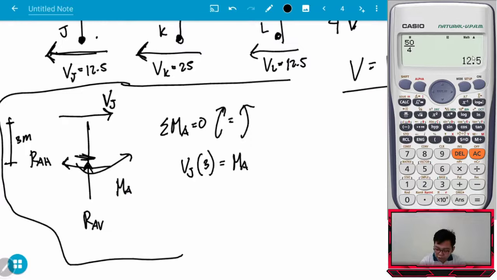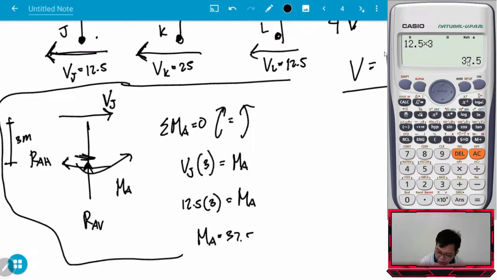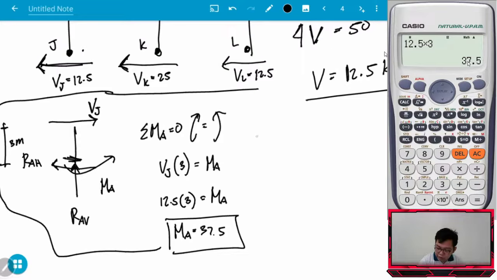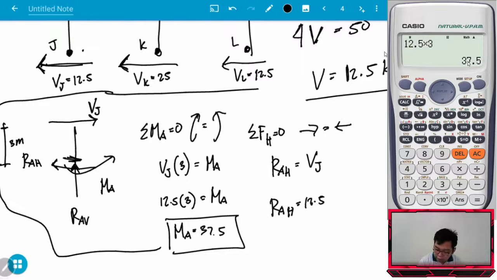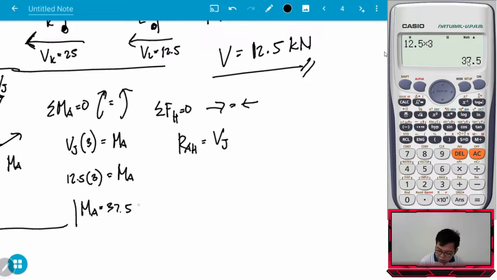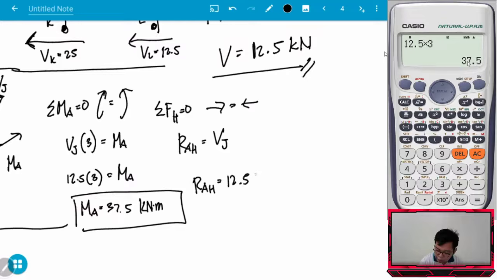Okay? Substitute natin, yung VJ is actually 12.5 times 3. So, that's actually, ano yan, 12.5 times 3 daw. Yan, 37.5. Okay, therefore, MA is actually 37.5. Okay? MA is 37.5. Likewise, yung RAH natin, summation of forces lang tayo, horizontally is equal to 0, to the right is equals to the left. RAH is simply equal to VJ. Okay? Wherein RAH is simply equal to 12.5 kilonewton. Uy, wala tayong label dito. Kilonewton meter. Yan. So, this is actually RAH is equal to 12.5 kilonewton.